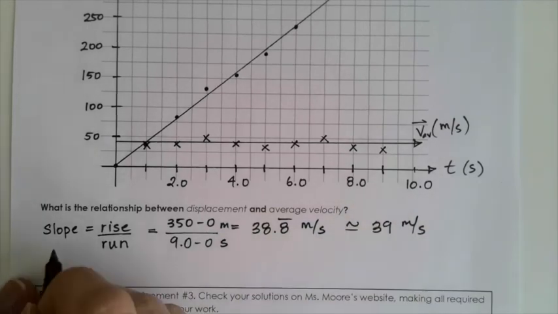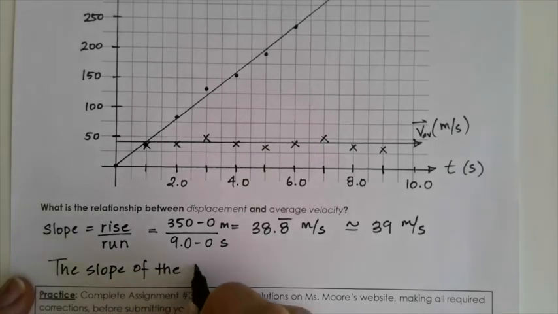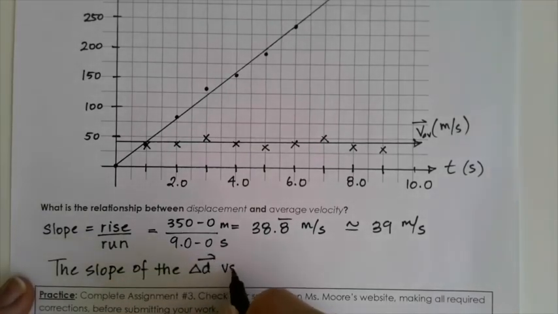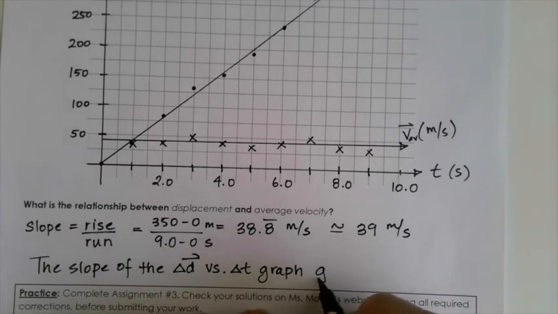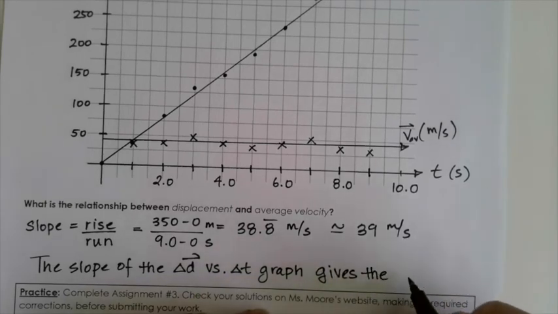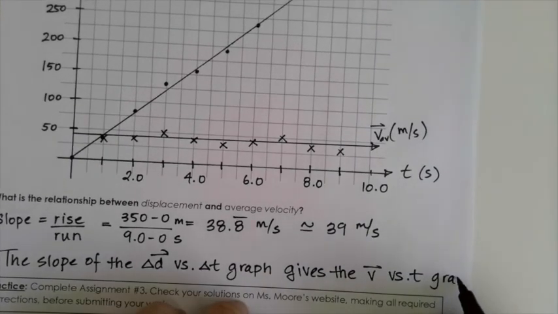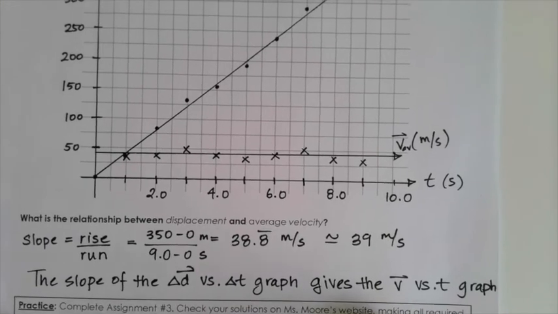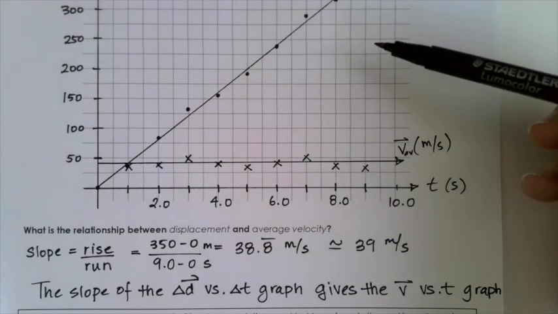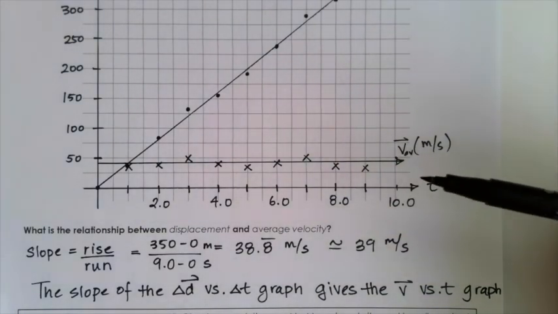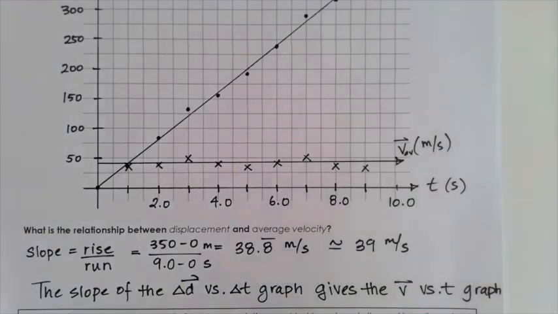So let's summarize this relationship. The slope of the displacement versus time graph gives the velocity versus time graph. This is a situation of uniform motion, so we would expect our displacement to be changing at a constant rate, producing a constant velocity, because velocity is the rate of change of displacement with respect to time.